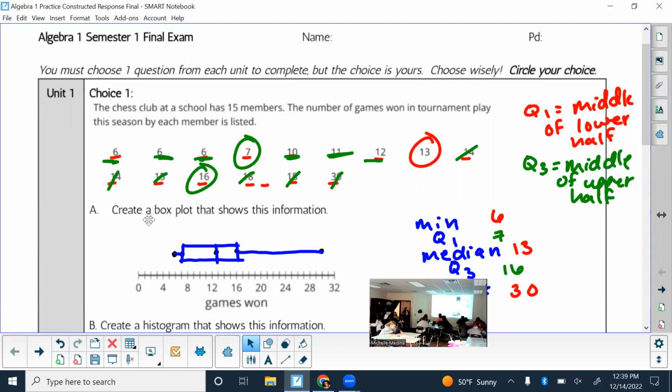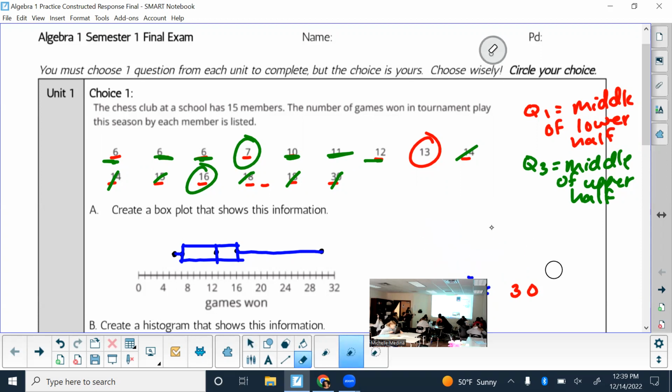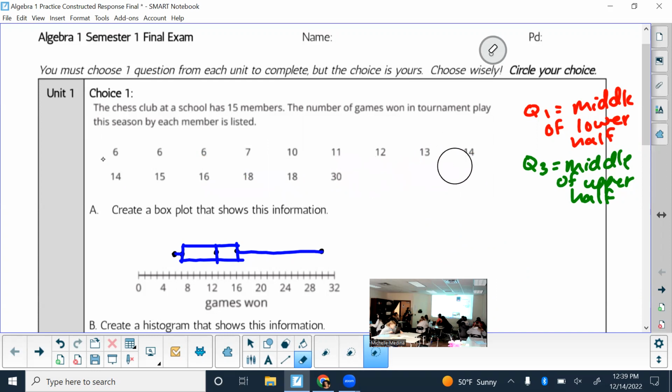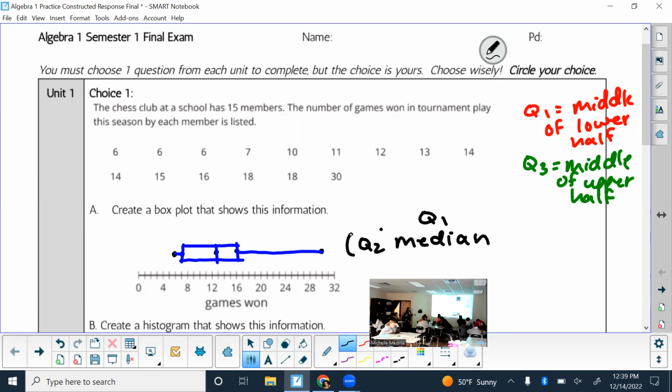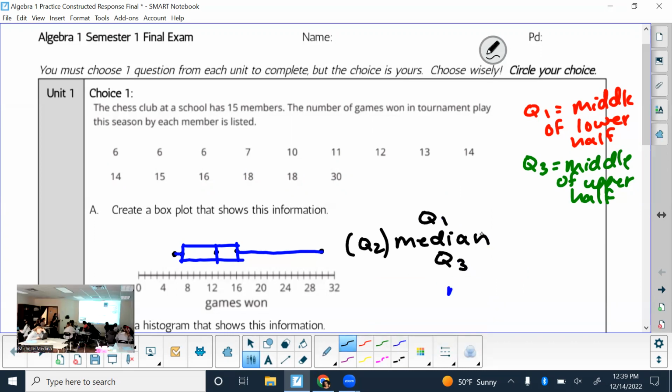So for a box plot, you need 5 values. What are those values? No, you don't need the mean, you don't need the mode. Okay, so median, Q1, Q2 is the median of the whole thing. And then what else do you need? Q3. And then there's 2 more values that you need. What are they? Good. So minimum and maximum.